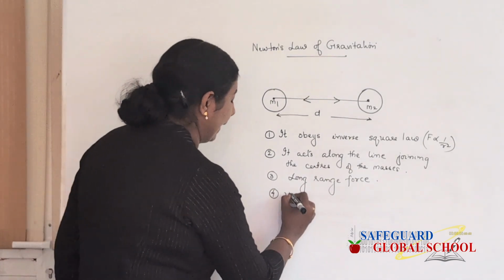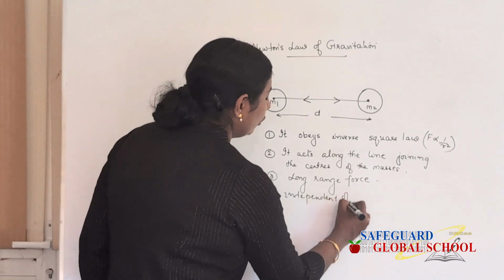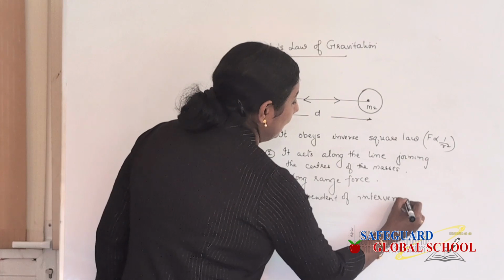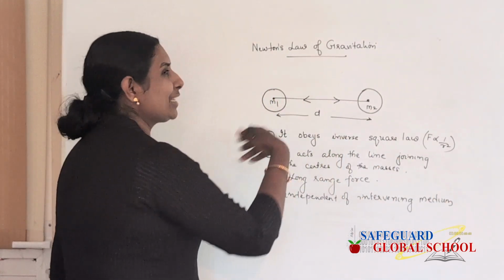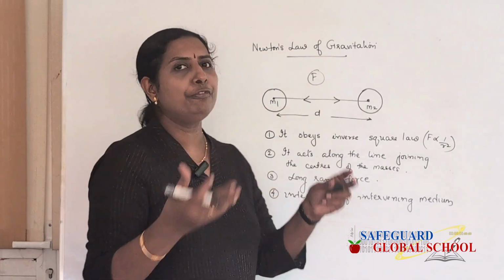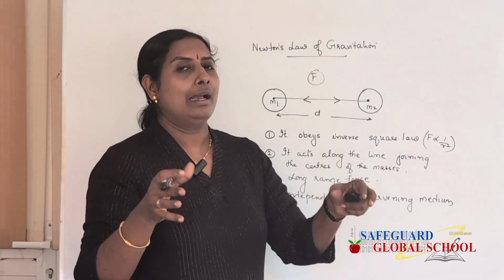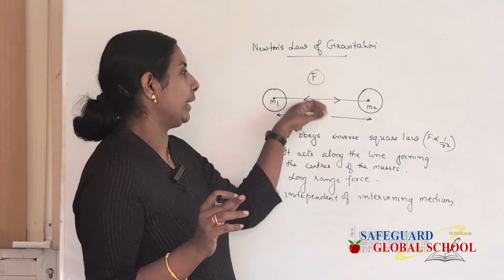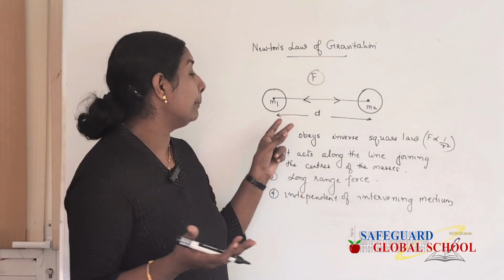So what do you mean by that? Independent of intervening medium. What do you mean by intervening medium? That means when we place two masses in air, let there be a force between them as F. And if with the same distance and the same masses kept under some water inside a bucket, the force remains the same. Whatever comes in between the two masses, it doesn't matter. So these are the important points.